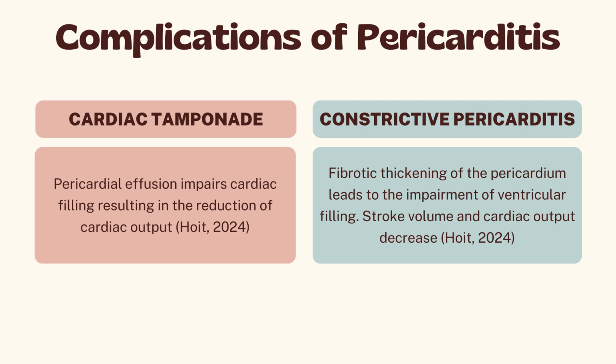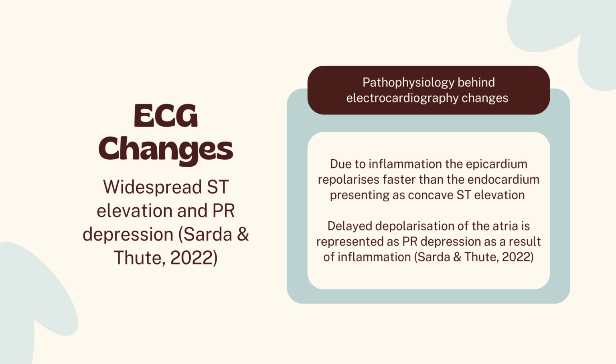Cardiac tamponade refers to the pericardial effusion impairing cardiac filling, whereas constrictive pericarditis is the result of fibrotic thickening of the pericardium, impairing ventricular filling, decreasing stroke volume and cardiac output. Pericarditis ECG changes typically follow a four-stage progression.